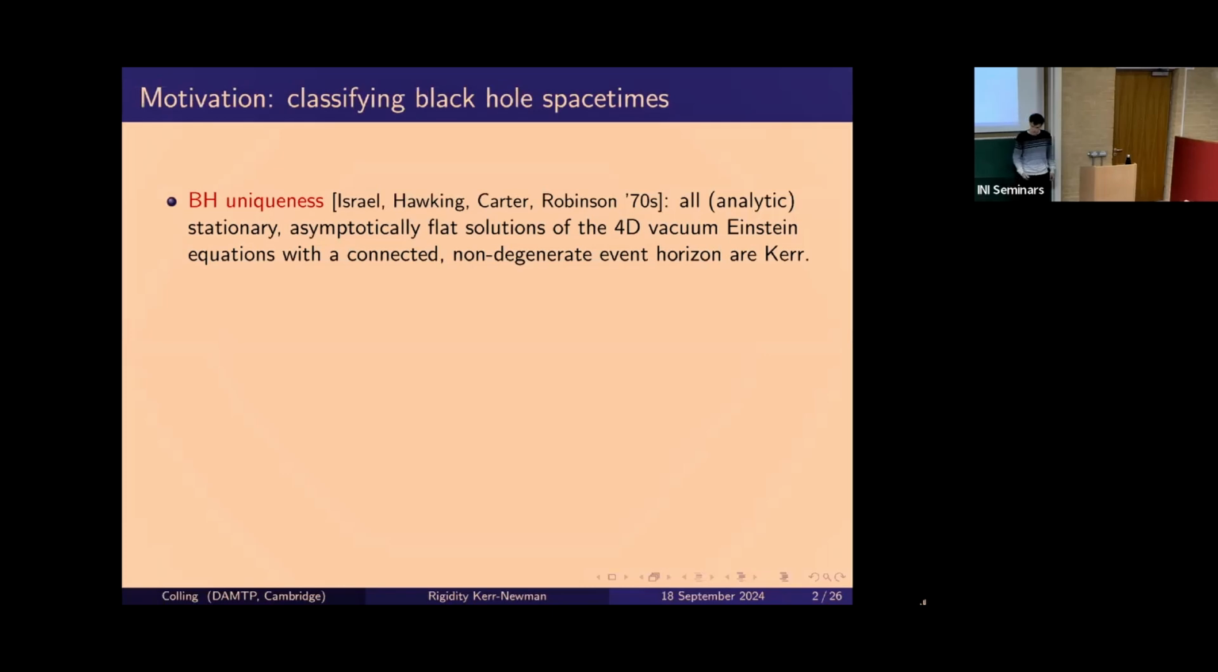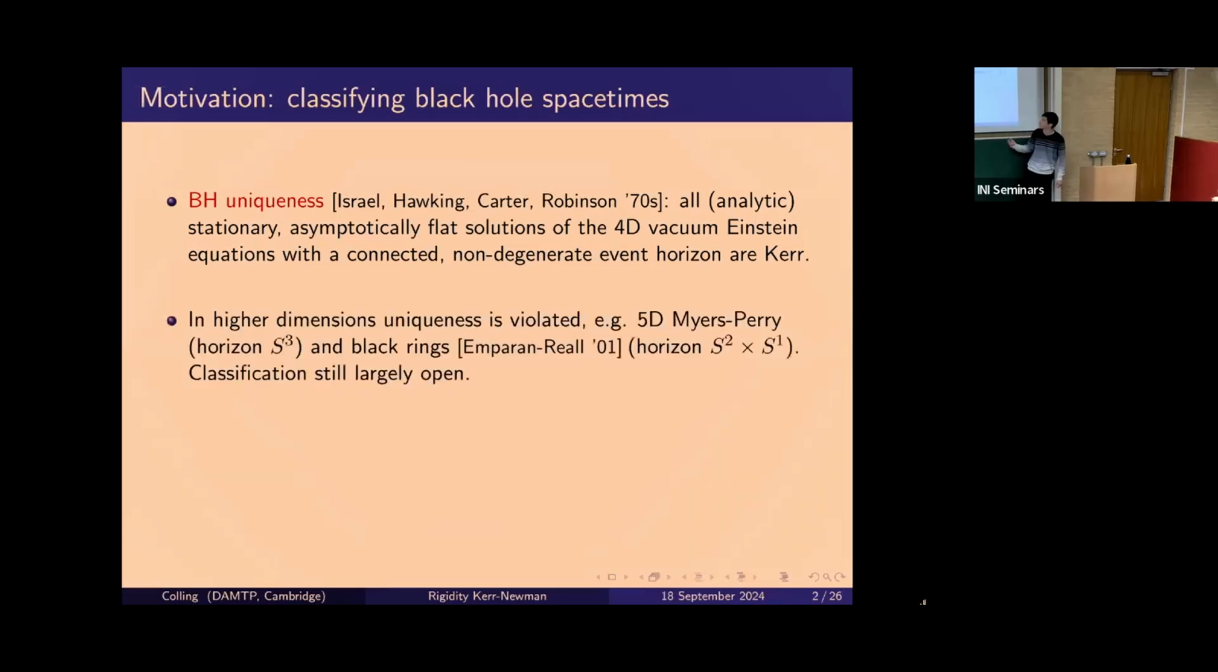cases. However, in higher dimensions, the situation is much more complicated and this uniqueness is violated, as was shown by Emparan and Reall, who found a black ring solution in 5 dimensions, which is different from the natural generalization of Kerr, the Myers-Perry black hole. For example, they have different horizon topologies. However, they can have the same values of the mass and the angular momentum. And so the classification problem in higher dimensions is still largely open.